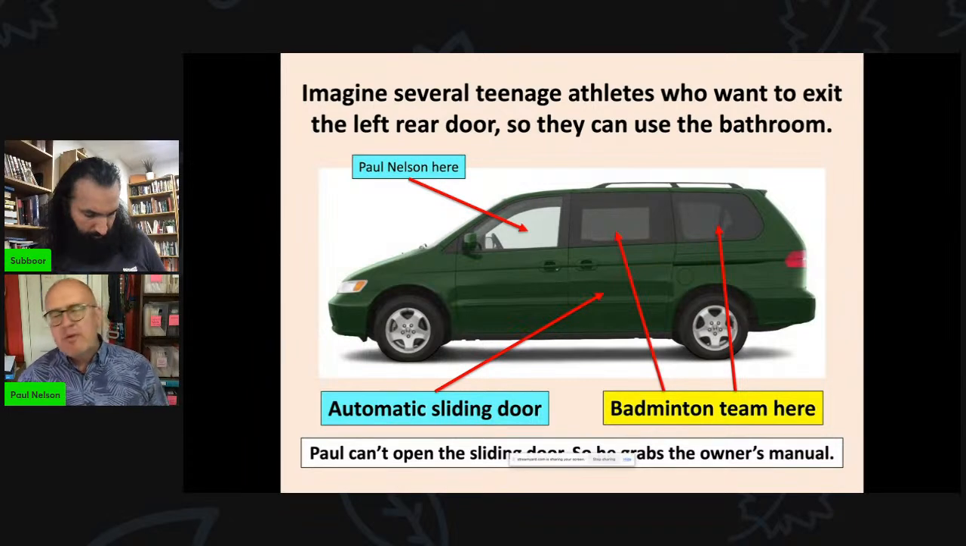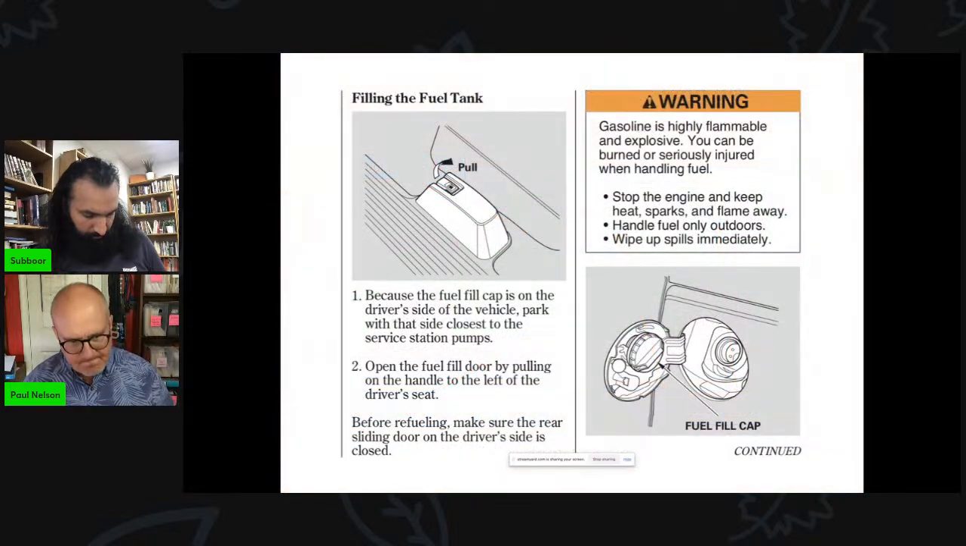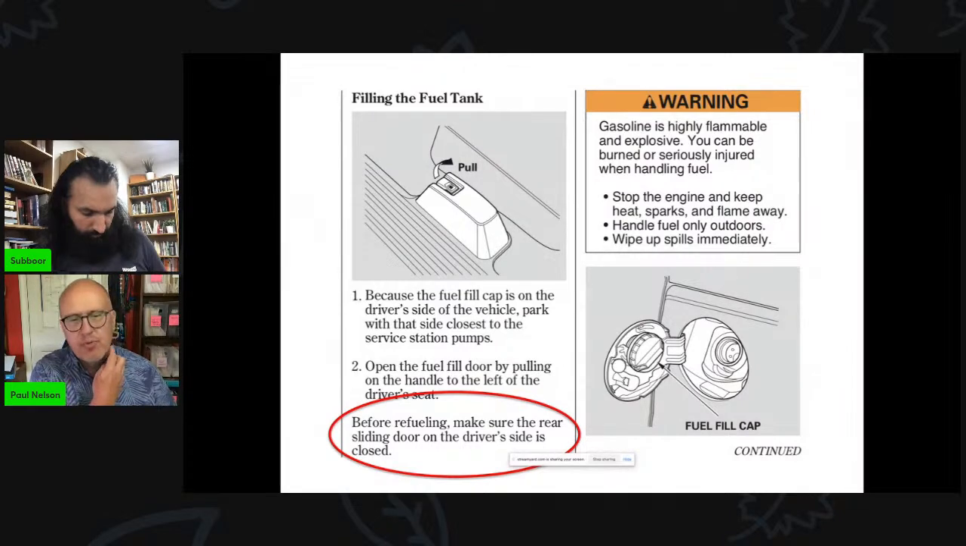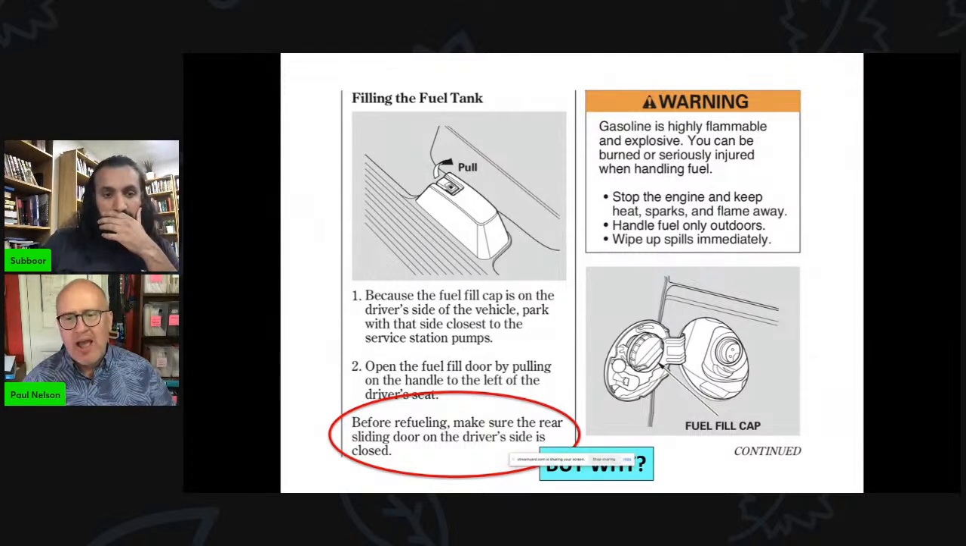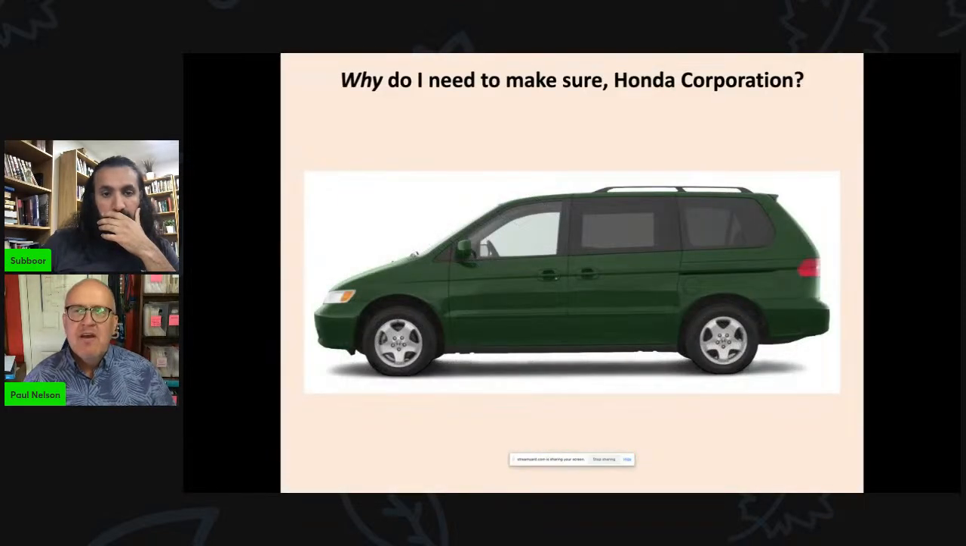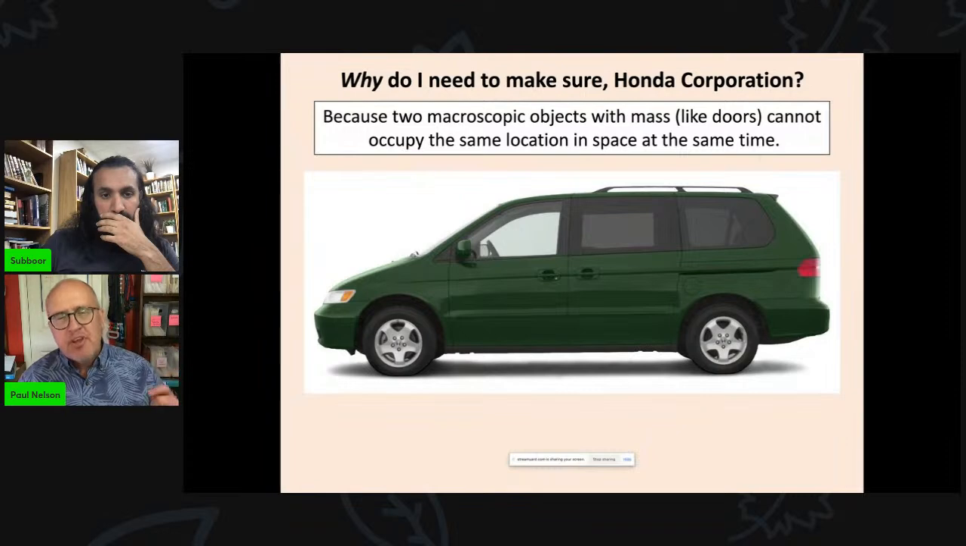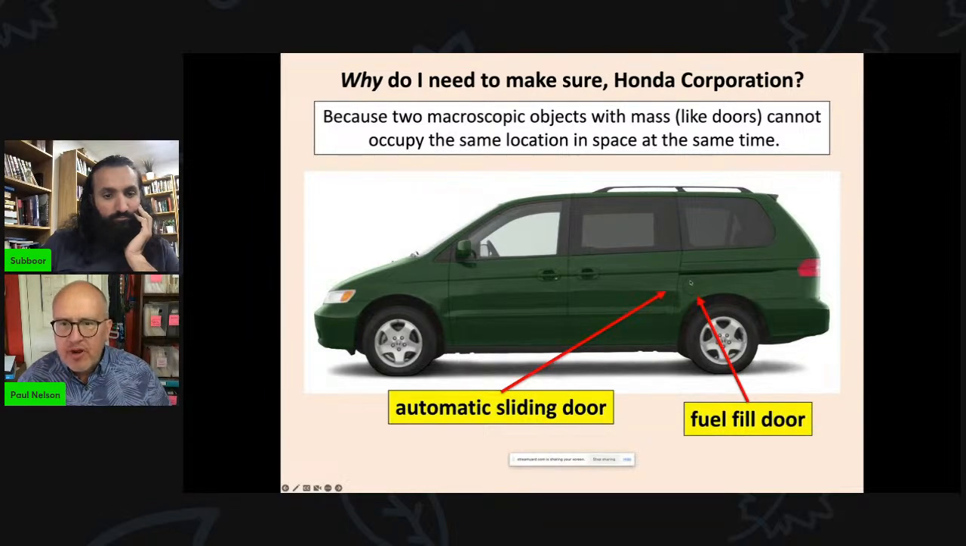I'm utterly mystified. So I reach over and I grab the owner's manual, which tells me this. Before refueling, make sure the rear sliding door on the driver's side is closed. Why? Why Honda Corporation? Well, here's a clue. This is why. Okay. The Honda Corporation has built the car in such a way that I will not be able to do something that's physically impossible, namely have two macroscopic objects with mass, like doors, occupy the same location at the same time.